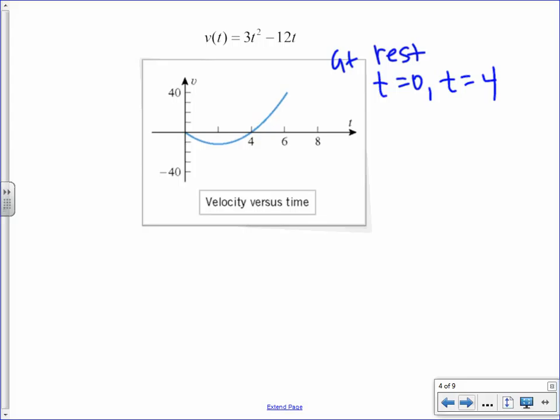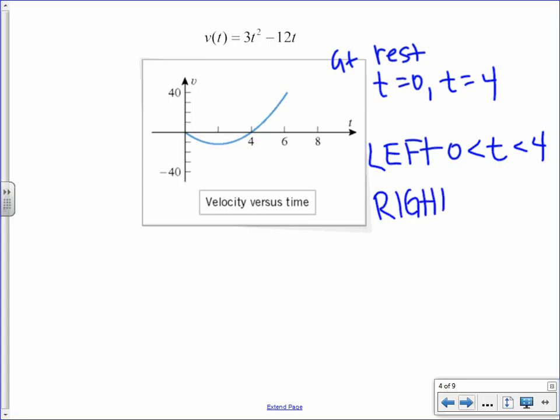Okay, and tell me why. Okay, so from t is 0 to 4, we are moving left because our velocity is negative. Okay. John, when are we moving to the right? Why? Because our velocity is positive. Okay? It's just like reading derivative graphs, right? You know the calculus, we're applying it to a new thing.